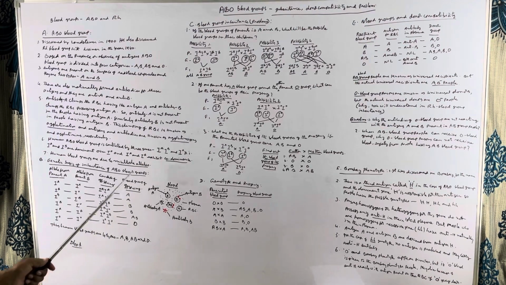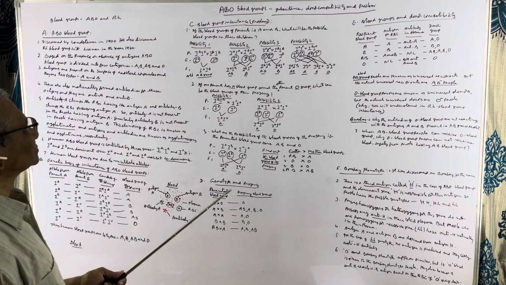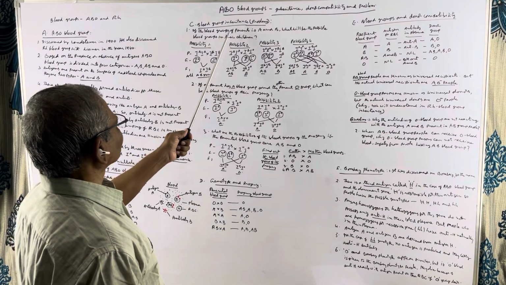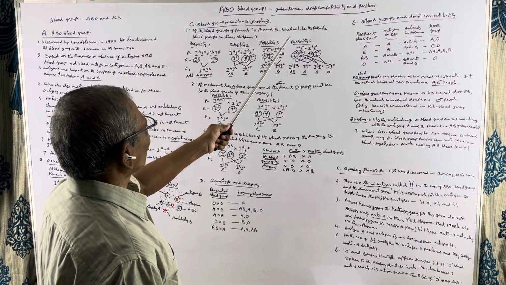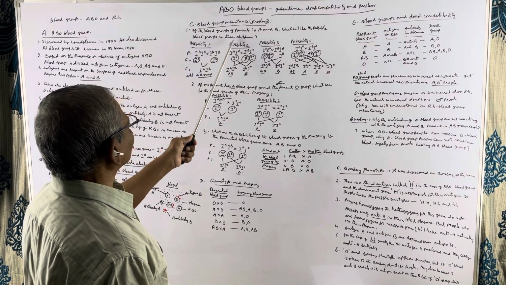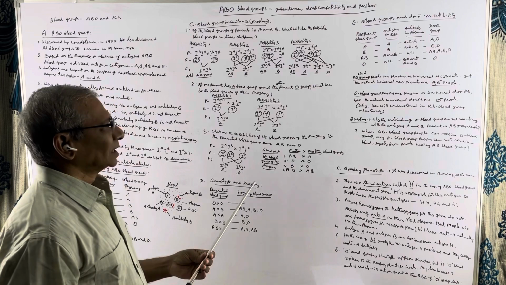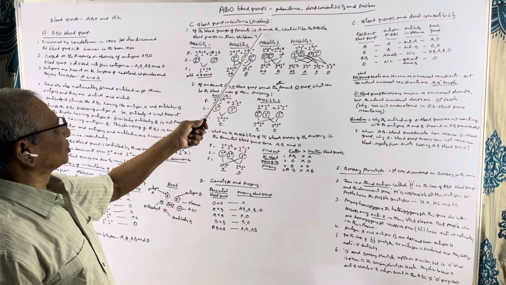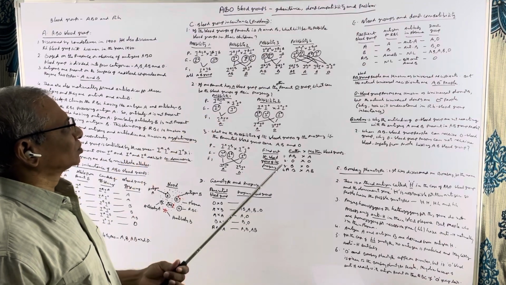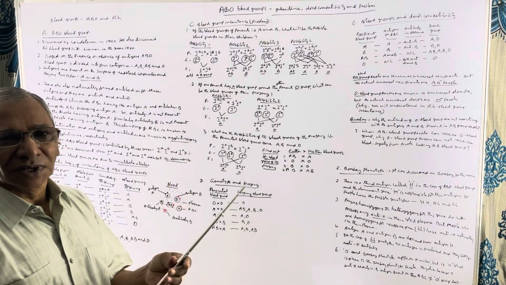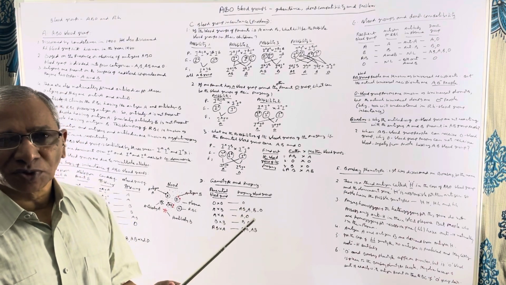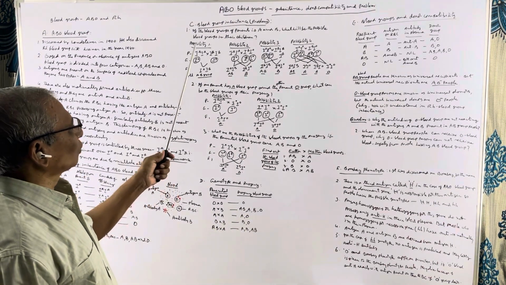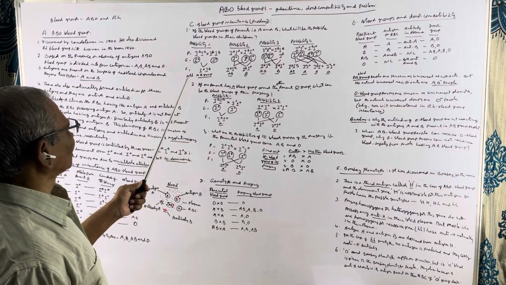Based upon this, I have given some problems here. Let us see the first problem. If the blood groups of parents are A and B, what will be the possible blood groups in their children? One parent has A blood group and another parent has B blood group, we don't know the genotype. Then what are the possible blood groups their children can inherit? There are 4 possibilities. Let us see the first possibility.